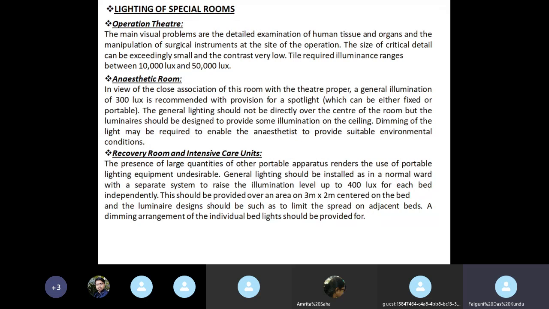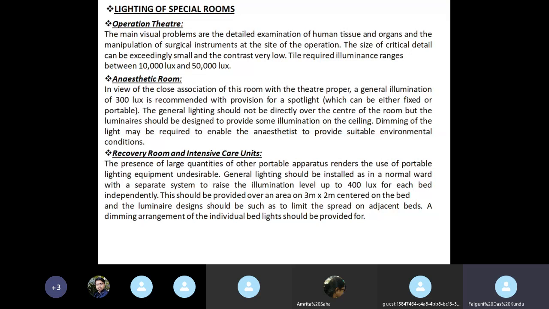The size of critical detail can be exceedingly small and the contrast very low. The required illumination level ranges between 10,000 lux to 50,000 lux. Anesthetic room: in view of the close association of this room with the theatre proper, a general illumination of 300 lux is recommended, with provision for a spotlight which can be either fixed or portable.